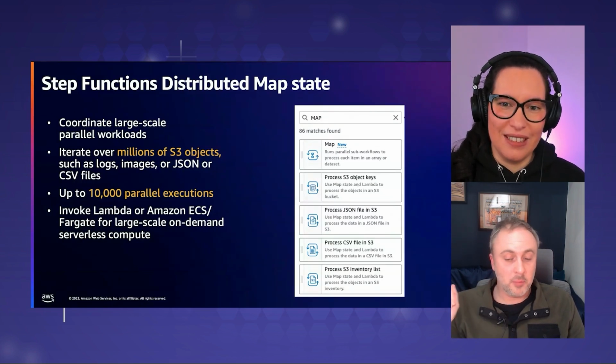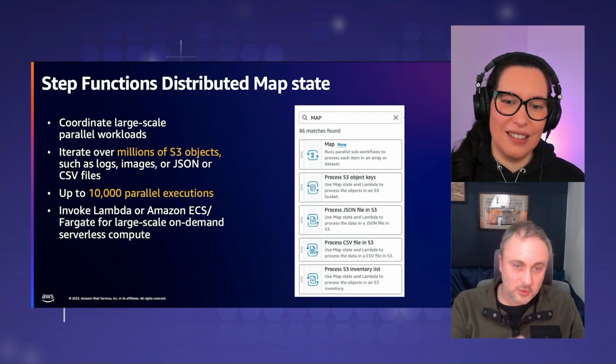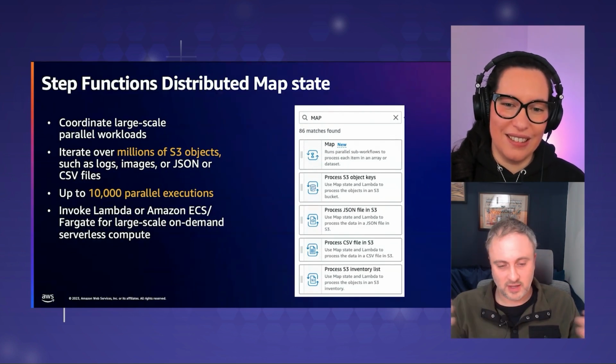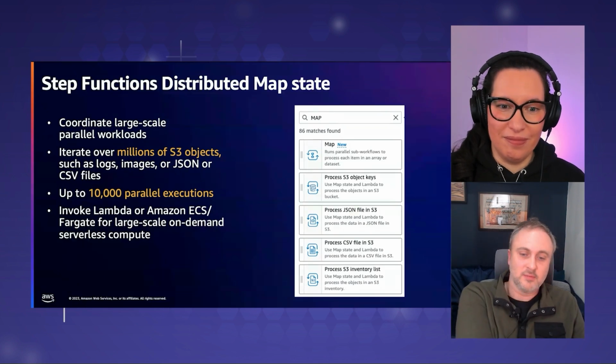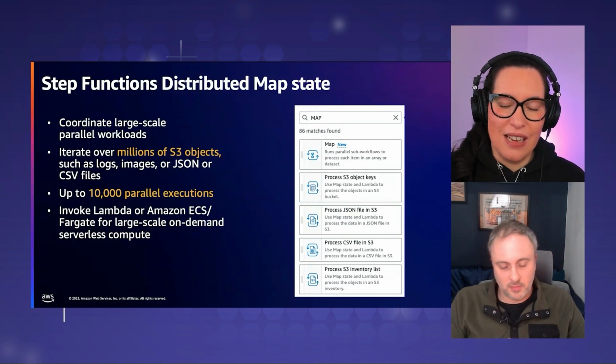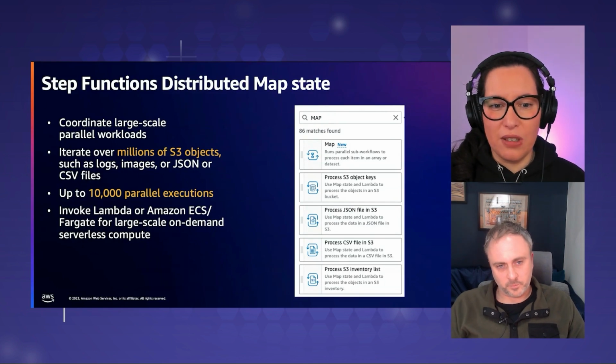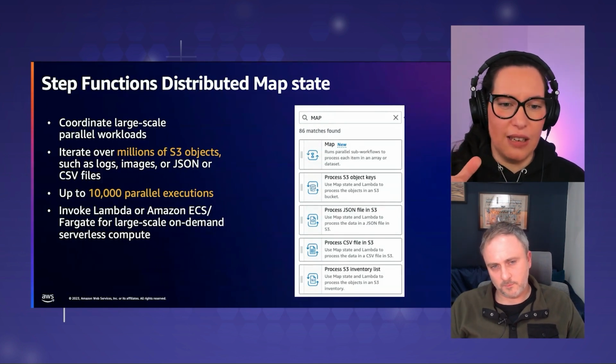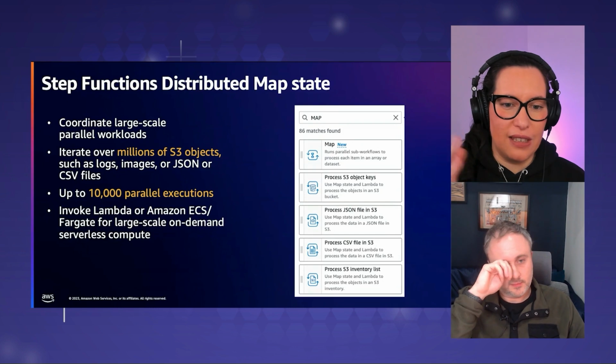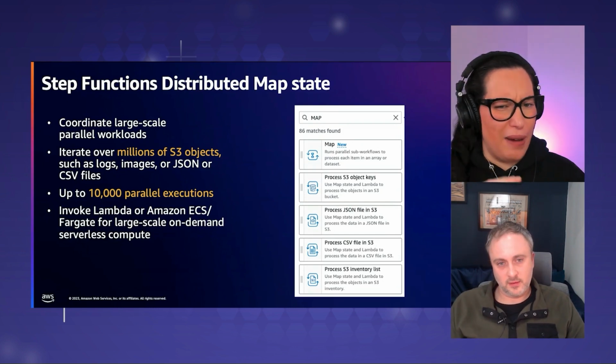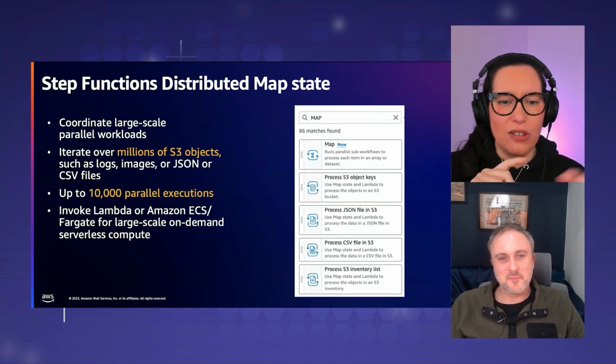Or you can point it at an object in your S3 bucket, like a CSV file or a JSON object, and you can say, for every item in this file, I want to run my parallel map state. That's important because Step Functions can handle a payload of 256 kilobytes. I'm very bad with letters.